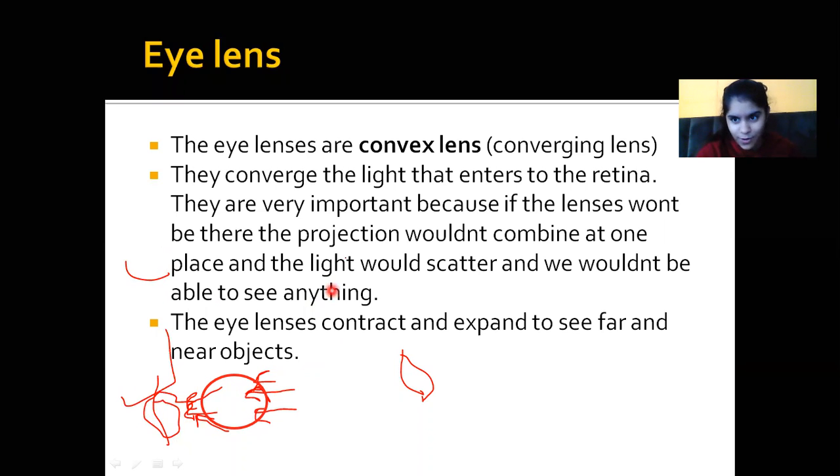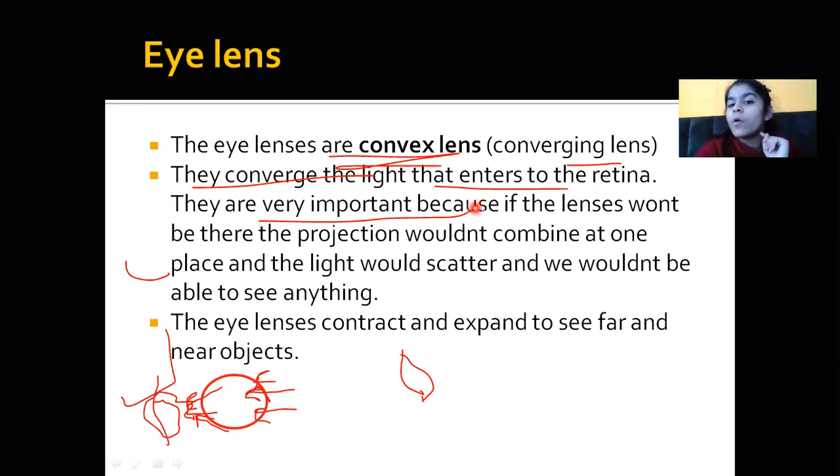Okay, let's quickly now read about the eye lens. The eye lenses are convex lenses. They are converging lenses. Okay, it means they are converging. They converge the light that enters the retina.